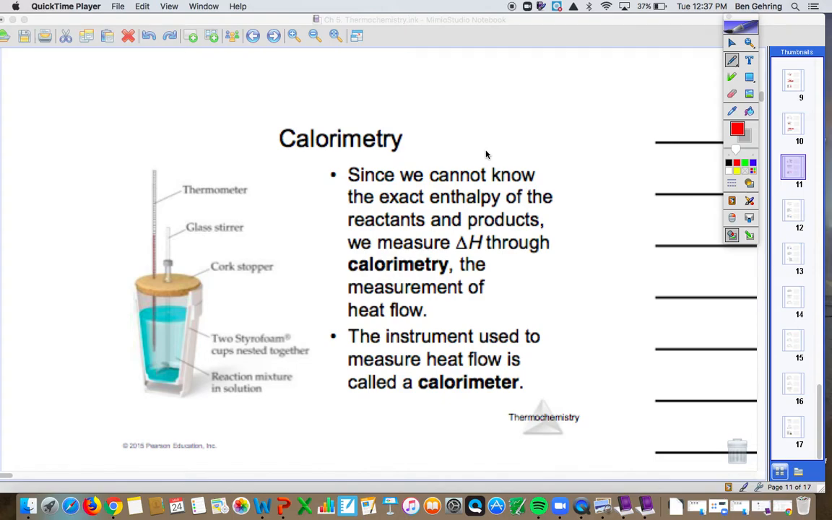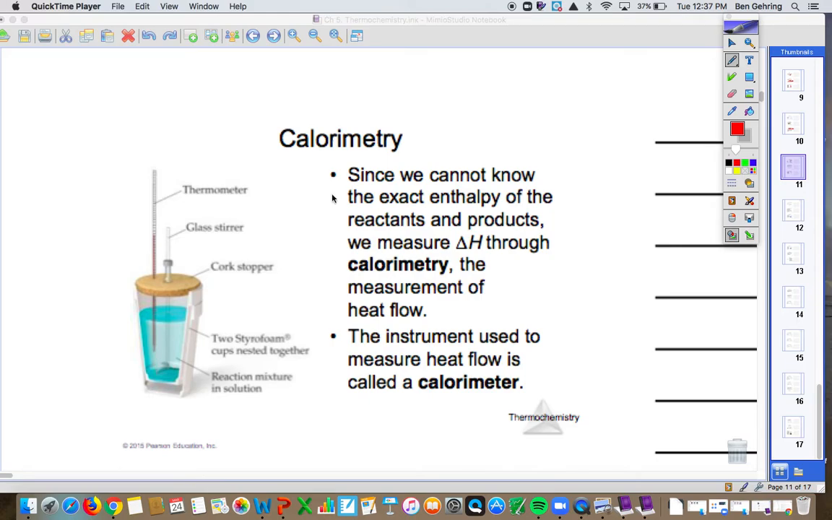Hello, and welcome to the third video on thermochemistry, in which we're going to talk about calorimetry today. In the past we've talked about enthalpy, energy, and work and how all of that is related. Today we're going to talk calorimetry.